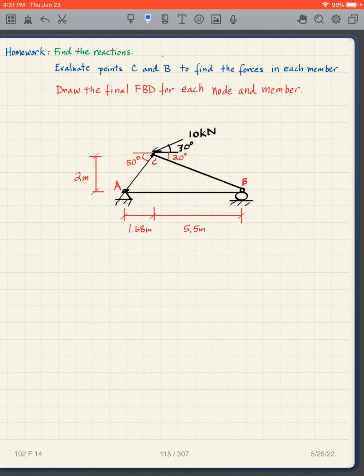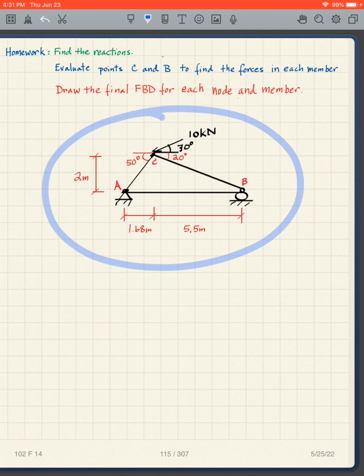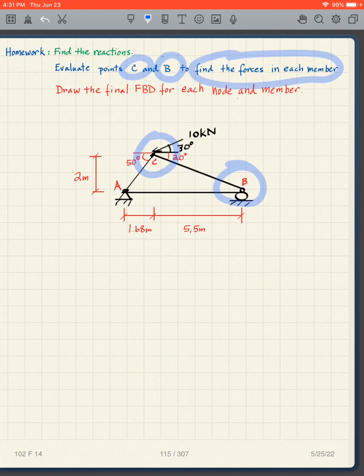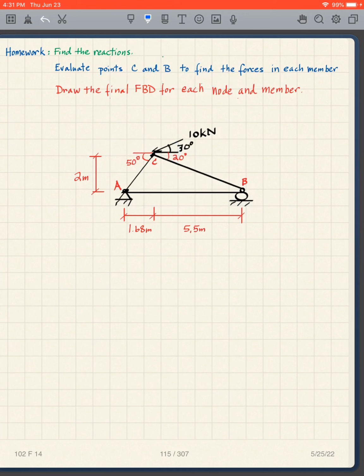Okay, the next homework I want you to do is this one. Start by finding the reactions. Then I want you to evaluate point C and evaluate point B to find the forces in each member. Like I say, you only have to do two points. When you're done, draw the final free body diagram for each node and member. So pause the video, find the reactions, then evaluate points B and C.